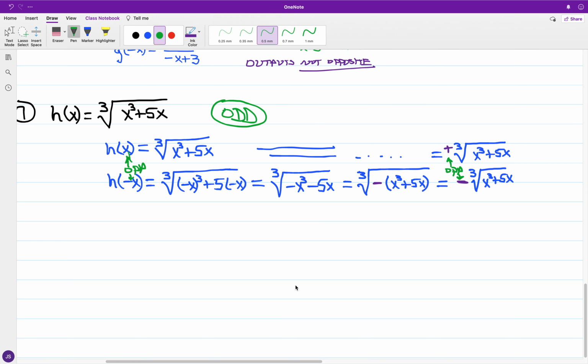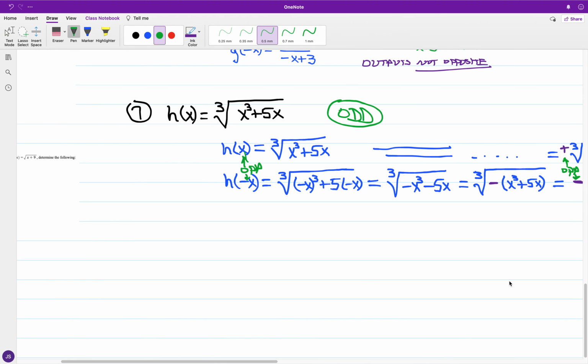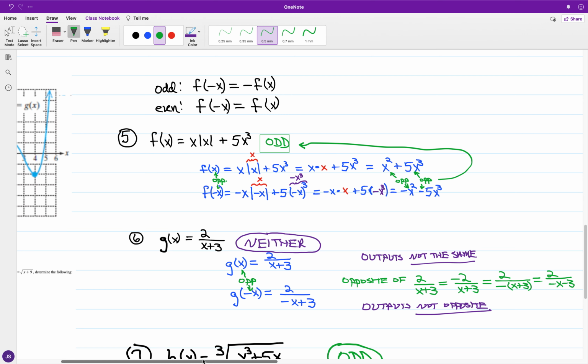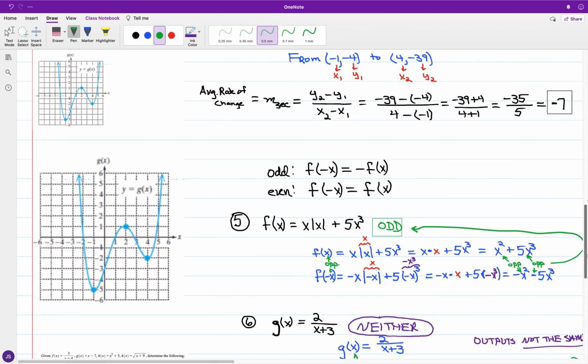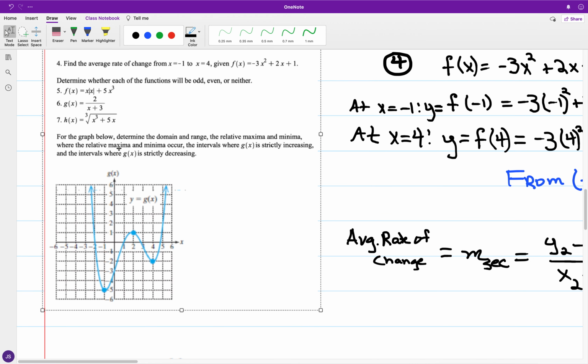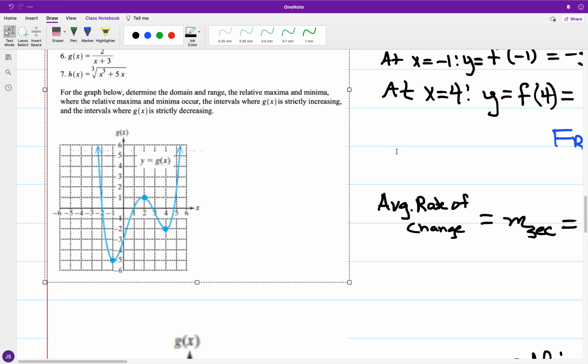All right. Now, for the next item, we have a graph with various components. It says here, for the graph below, determine the domain and the range, as well as the relative maxima and minima.